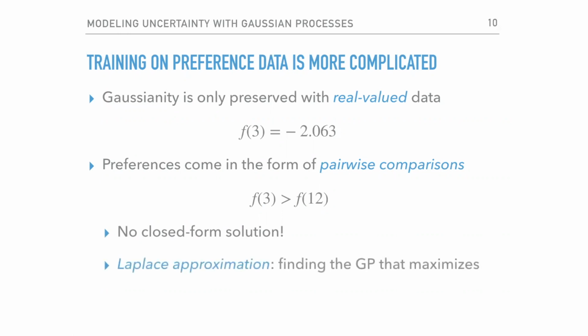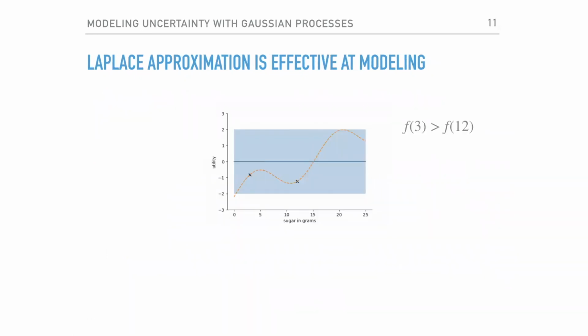But in Bayesian statistics, there's a trick called Laplace approximation that could help us with this. We will not be going into the math of Laplace approximation, but the idea is, first, we compute the probability of the data that we are observing. So in this case, we're observing this data point, and we are computing the probability of f of 3 is greater than f of 12. And what we do with Laplace approximation is to manually tweak the GP so that it maximizes this probability. Visually, it will look something like this.